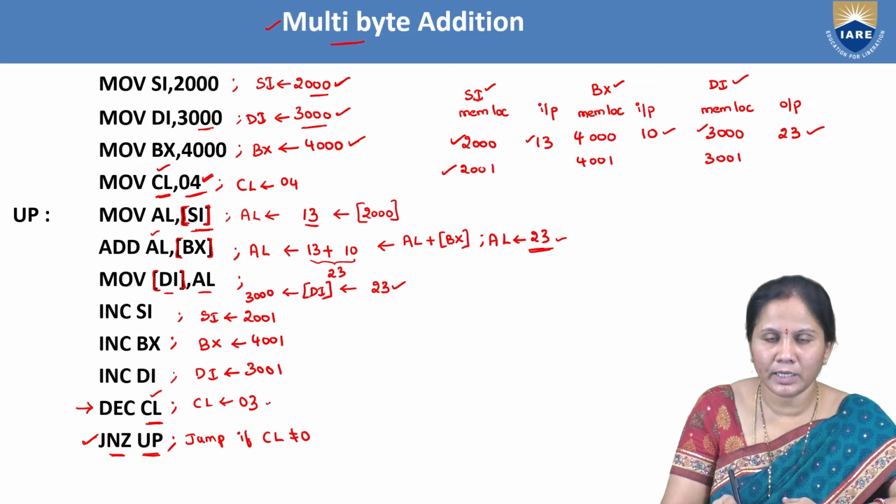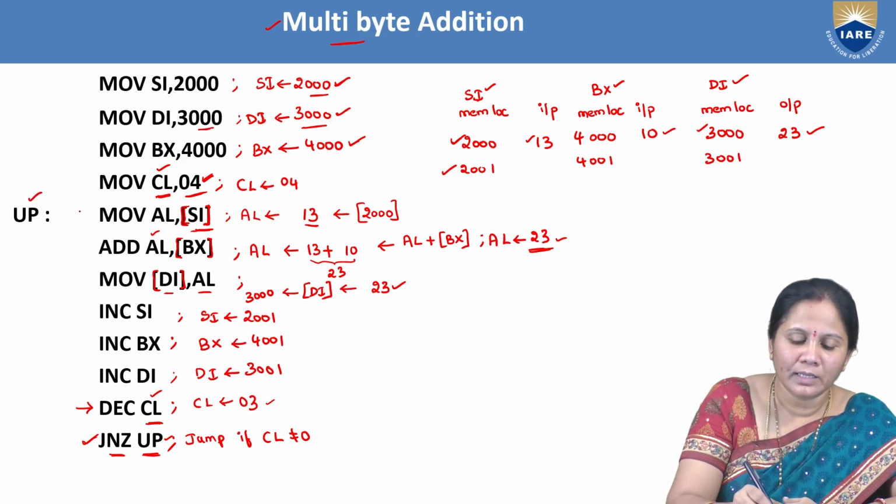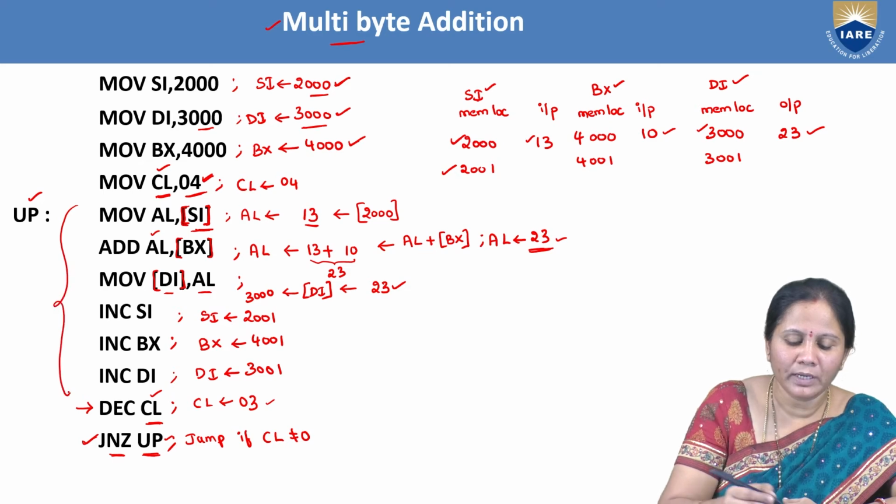Anyway, here CL is 3. It is not 0, so the control will go to the label UP. If the control goes to the label UP, again the same set of instructions will be repeated.